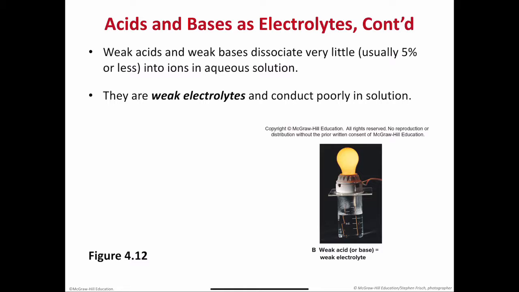If I try the same experiment with a weak acid or a weak base, those dissociate very little, usually 5% or less. So weak doesn't mean like 50% dissociation. It actually only means about 5%, so not a lot. And weak acids and weak bases are weak electrolytes because if you try the same experiment that I had on the last slide, they conduct poorly. You can see the light bulb is dim now, so it doesn't conduct electricity nearly as well when I use a weak acid or a weak base, which are weak electrolytes.